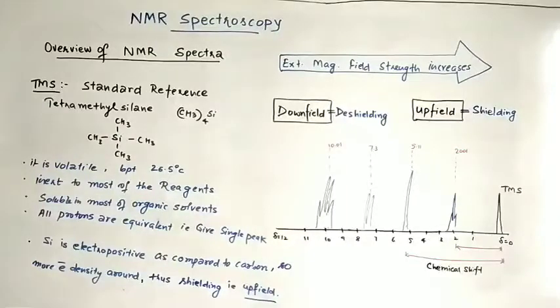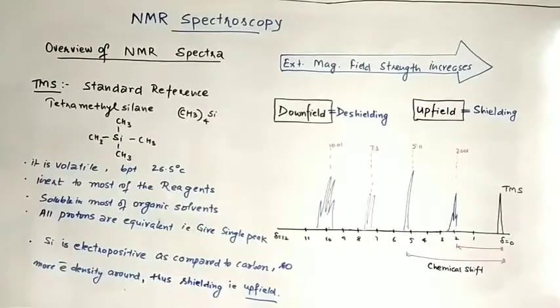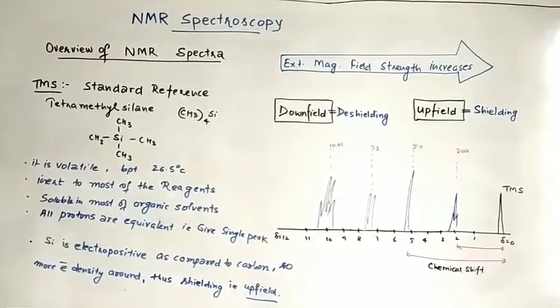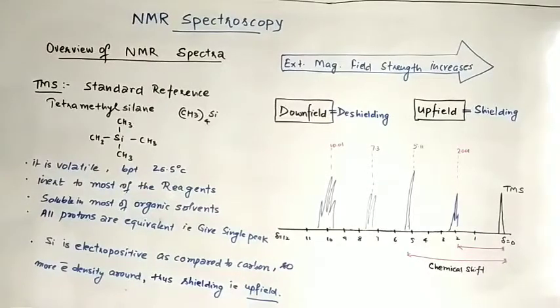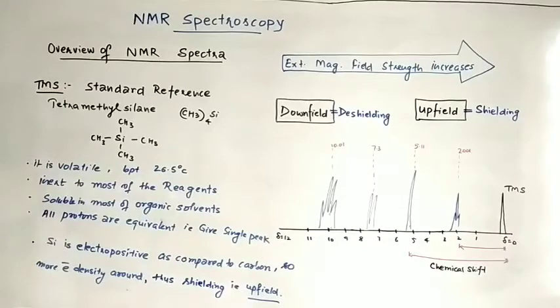Good morning. In this lecture, we will discuss some overview of NMR spectra, what is the standard reference used during NMR spectra, and how the NMR spectra looks when we take some. For NMR spectra, we require about 40 milligram of organic compound.